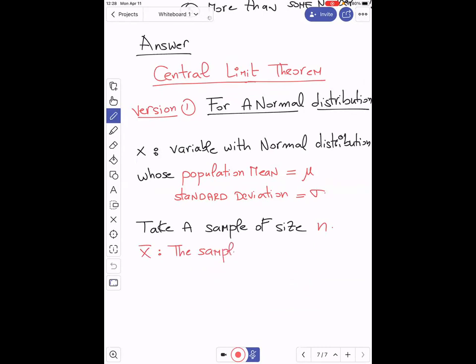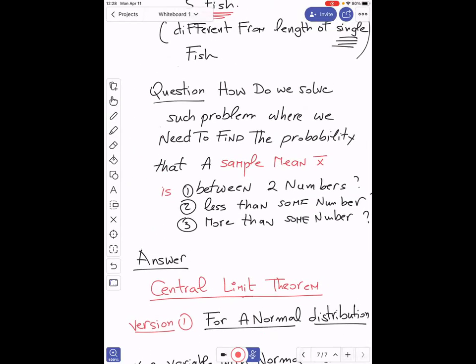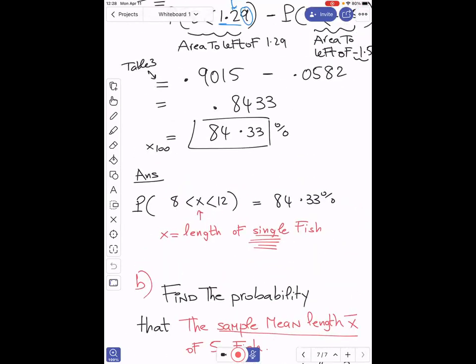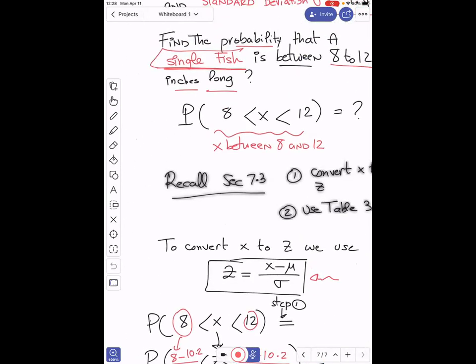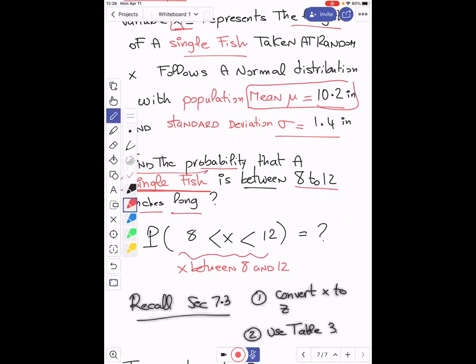The sample mean. Again, guys, there's a difference between this population mean and this sample mean. Like here in our example, about the length of fish, this mean mu, this 10.2 inches, that's the average length of all the fish in the lake, all the population, right? That's the 10.2. That's the average length of all the fish in the lake.